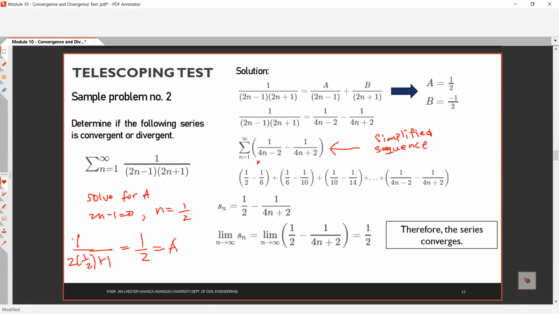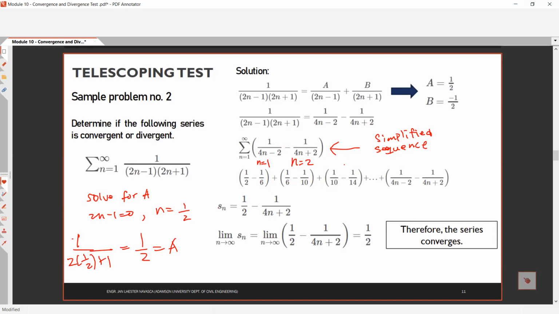Let's say you have n equals 1. So 1 over 4 minus 2, that is 1/2, minus 1 over 4 plus 2, that is 1/6. So for n equals 1, 1/2 minus 1/6. Next natin is n equals 2. If we substitute n equals 2, 1 over 4 times 2, that is 8, minus 2, that is 6, that is 1/6. Then 1 over 4n plus 2, that is 8 plus 2, that is 10. So 1/6 minus 1/10.